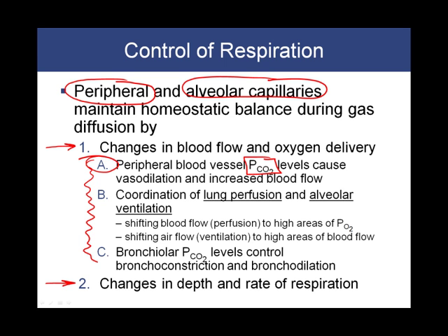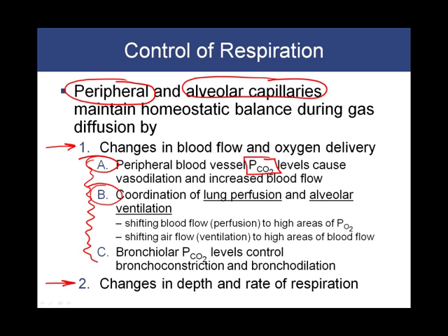That's local control. Right here in the lungs, there's coordination of lung perfusion and alveolar ventilation. Lung perfusion refers to how much blood flow there is, and alveolar ventilation refers to how much airflow there is. What's the major purpose of the lungs? We're trying to diffuse gases in and out of the bloodstream. In order for that to take place, there needs to be adequate blood flow matching adequate airflow. If there's an area that has a lot of blood flow but not very much airflow, will we be able to move gases efficiently? No, we won't.